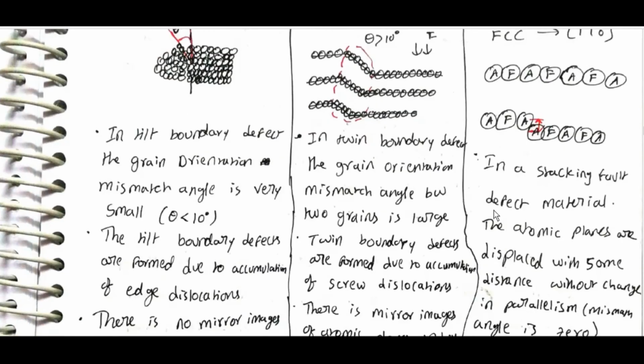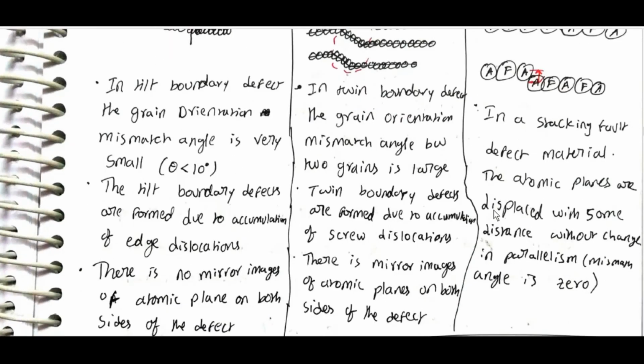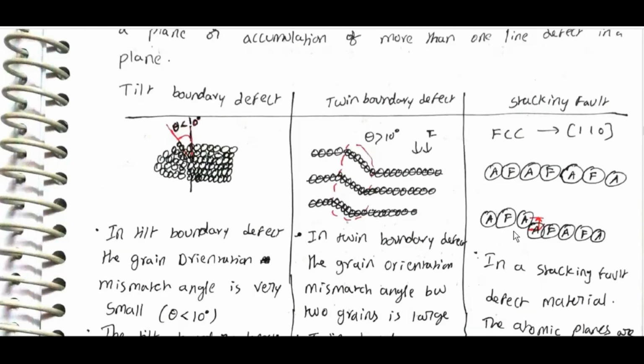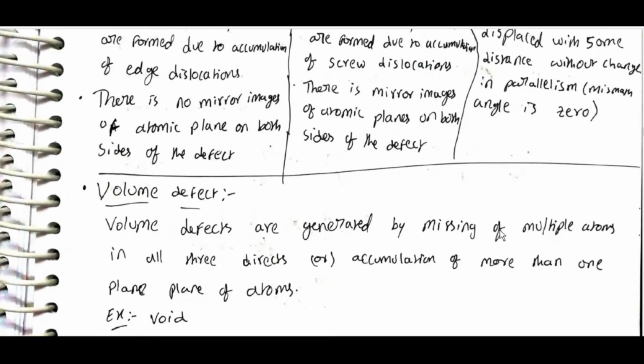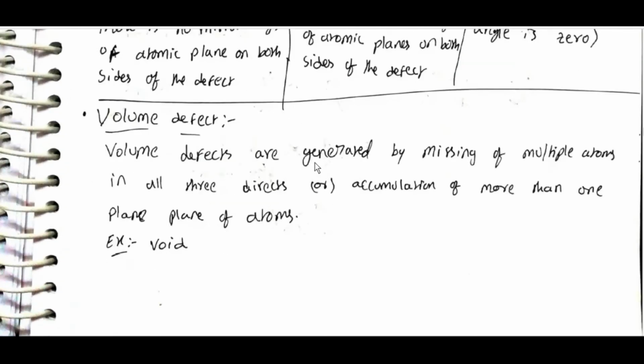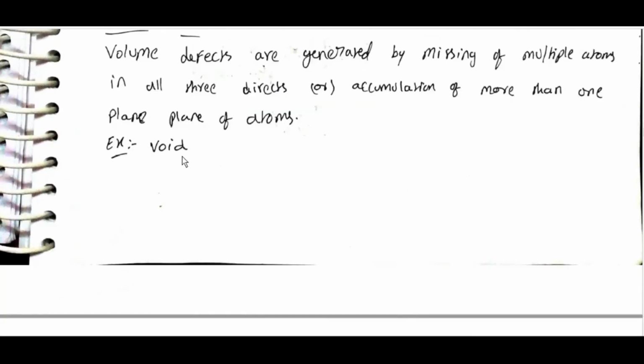In a stacking fault defect material, the atomic planes are displaced with some distance without change in parallelism. Mismatch angle is 0 degrees. Volume defects are generally generated by missing of plane of atoms in all three directions, or accumulation of more than one plane of atoms. Example: void.